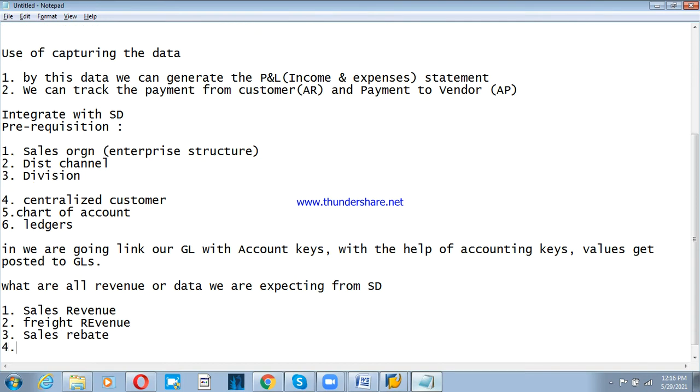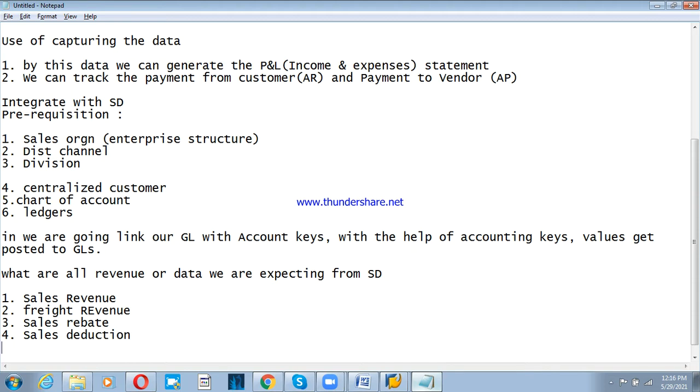Then the fourth one, sales deduction. It's not a revenue, but it is one kind of data we require from the sales department. Then output tax, or output GST. Hope you remember GST. While creating GST, we had maintained output taxes and output GST, right? Okay, these are the data we require from the GST department.